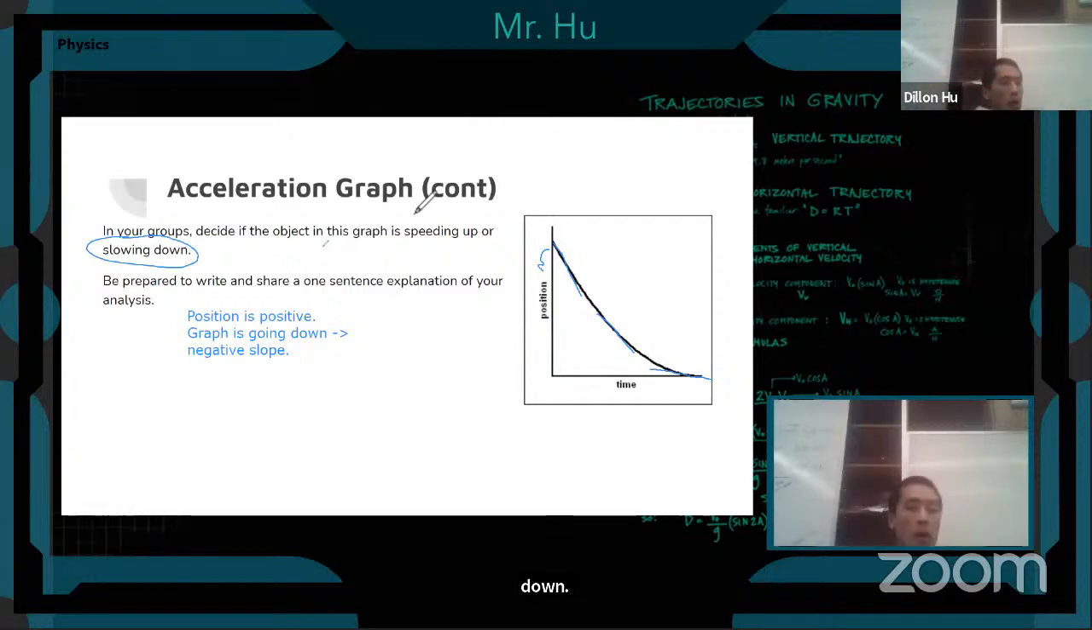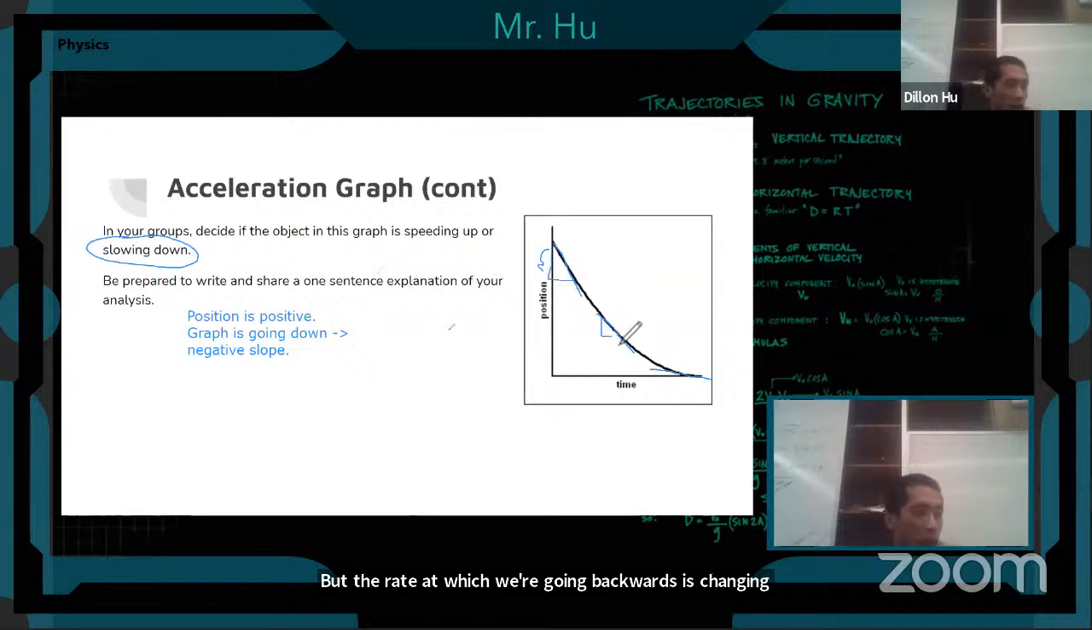Essentially what's happening here is we are moving backwards. But the rate at which we're going backwards is changing, right? Initially, we were going backwards by quite a bit, and then we started going backwards by less, and at the very end, we're barely going backwards at all, until we are completely stopped. So our velocity is decreasing in magnitude. Our speed is slowing down.